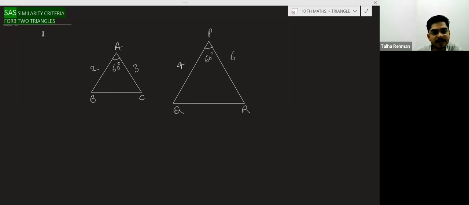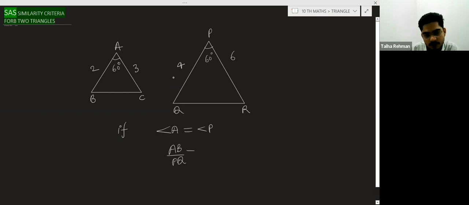And see here, side angle side means the ratio of the two corresponding sides will be equal, and one angle is equal. Here angle A is equal to angle P. If this will be the condition, if this angle is equal and the ratio of the corresponding sides of this angle, AB by PQ, what will be the ratio? 2 by 4, that is 1 by 2. The ratio of AC by PR is also 1 by 2. So this ratio is equal.